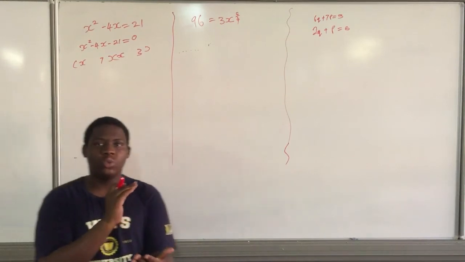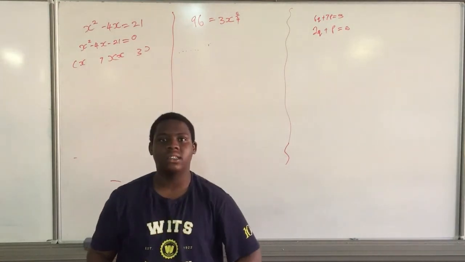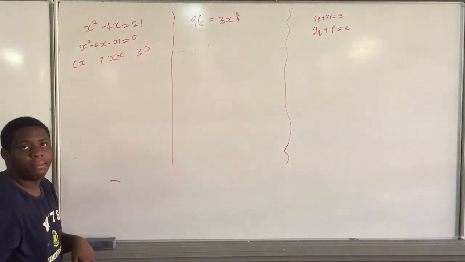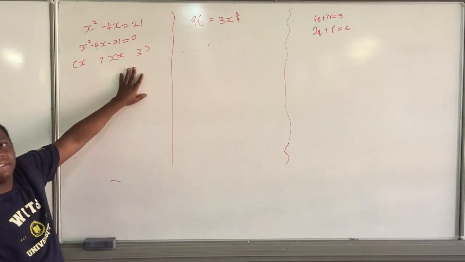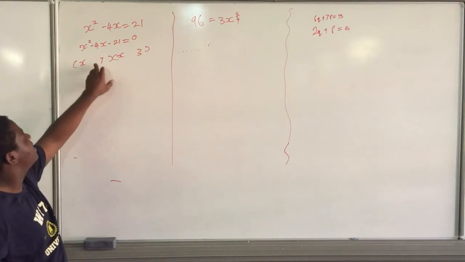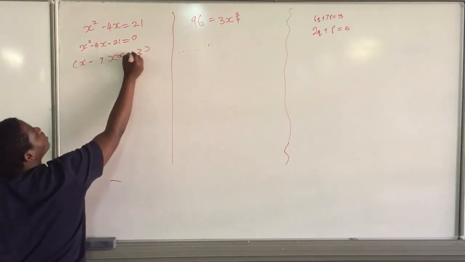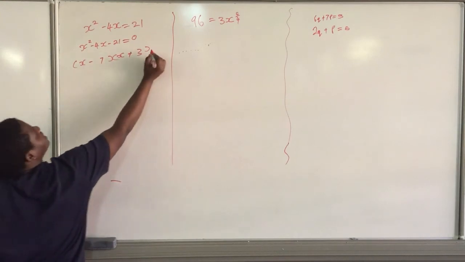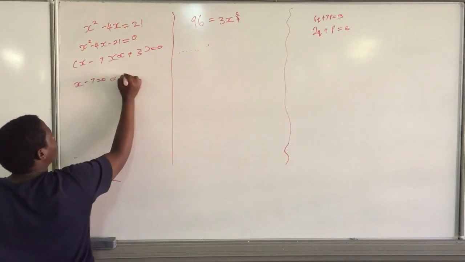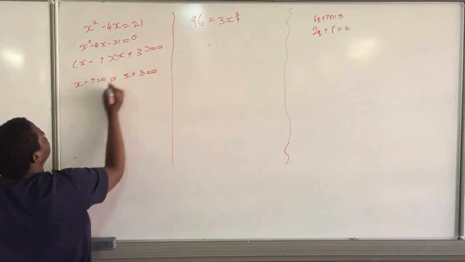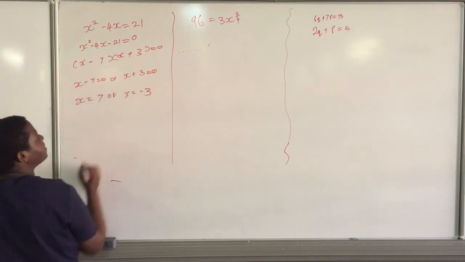What you always do is the following. The bigger number gets the middle sign. So which here is the bigger number? 7 is our bigger number. Between 3 and 7, 7 is the bigger number. So we can see that 7 is the bigger number, thus it gets the middle sign, and thus 3 will get plus. So since this is an equation, we thus say x is equals to 7, or x is equals to negative 7.